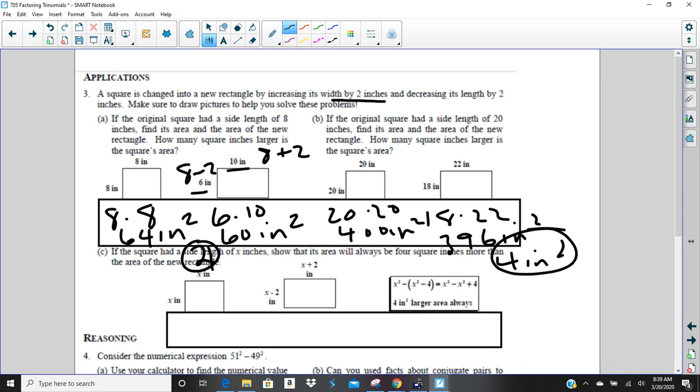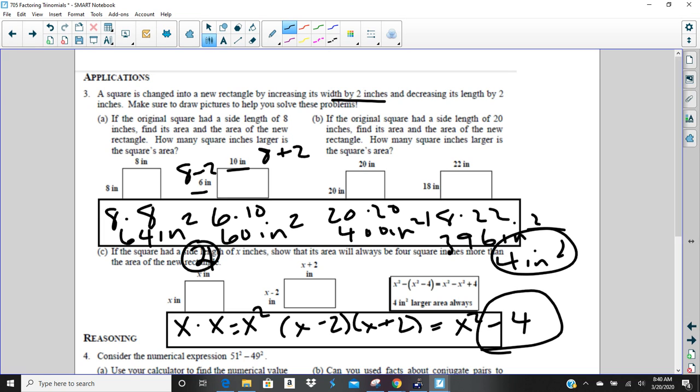So they want us to take this whole concept and show that the area will always be 4 inches less. So let's do this. If we have x inches, x times x, we're left with x squared, right? And then we all know that when we multiply a conjugate pair, we're left with x squared minus 4. And there's your answer right there.